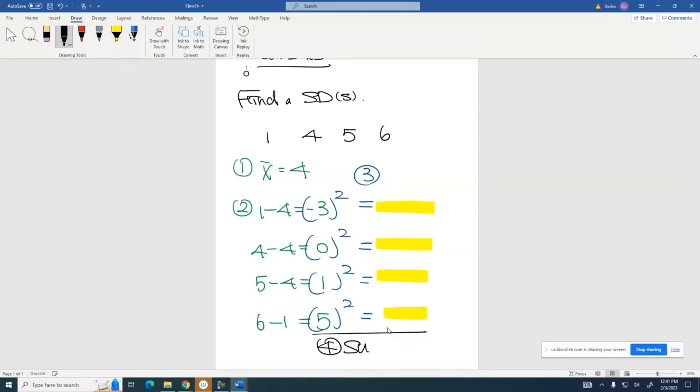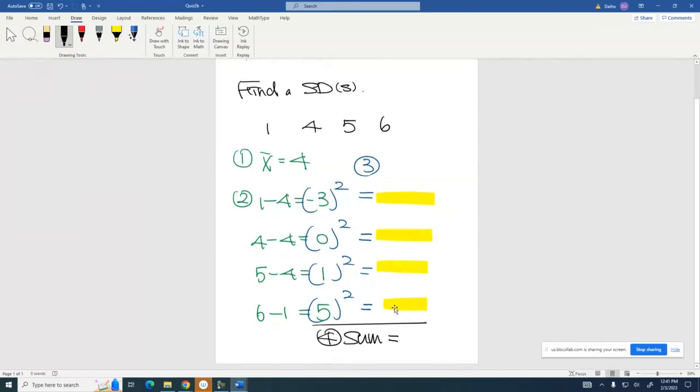Then take the sum. Step 5, the sum divided by n minus 1. Finally, take the square root of it. Oh, yes, I was wrong, it is 6 minus 4, then 2. They are all means, right?